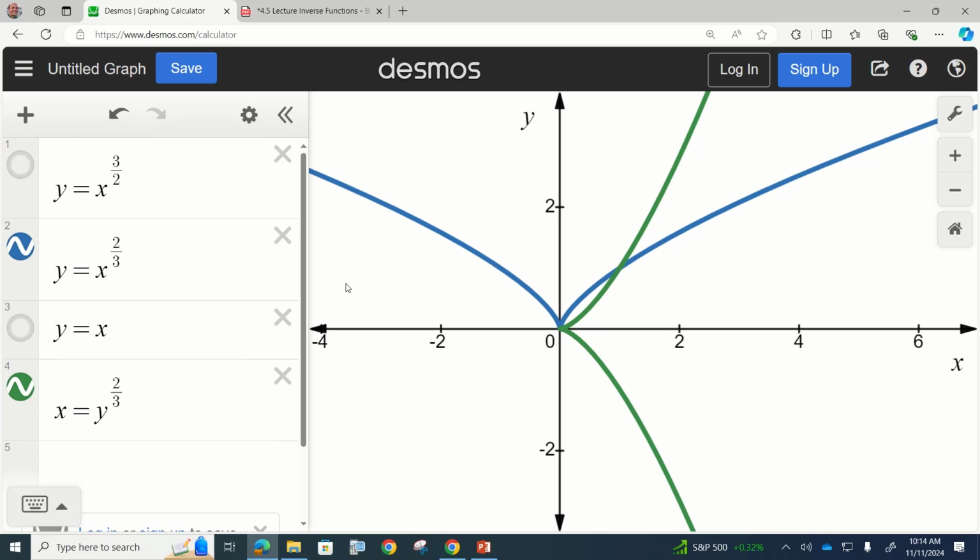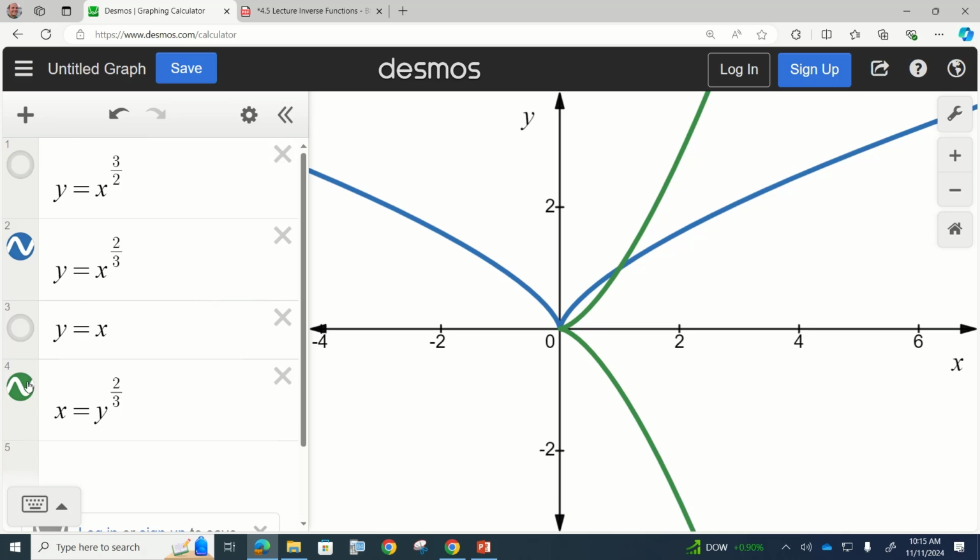So the green curve represents a relation, but it's not a function. Green curve's not a function. And that's why we say, if your curve fails the horizontal line test, it can't have an inverse function, because making a mirror image of that would involve a curve that fails the vertical line test, and that's not a function. So you can't have an inverse function if you fail the horizontal line test.